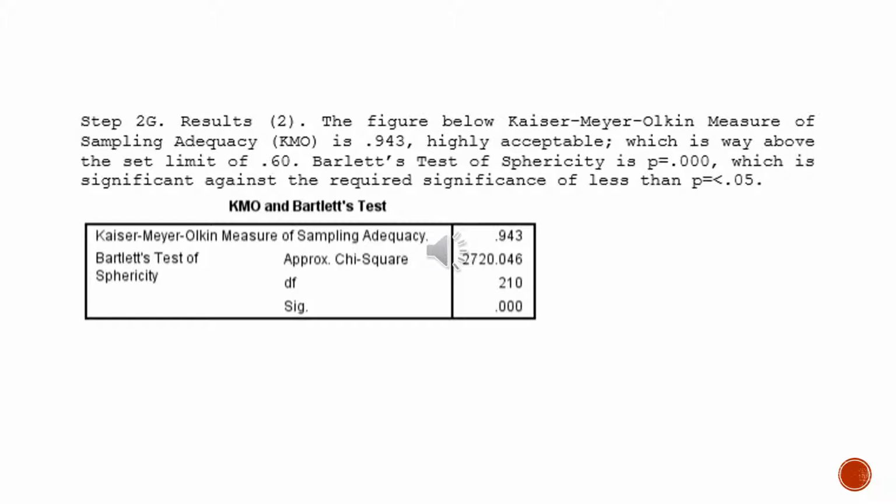This is the example of the Kaiser-Meyer-Olkin result. It's 0.943, which is highly acceptable. This is way above the limit of 0.60. When you look at the Bartlett's test of sphericity, it's also at 0.000, which is significant against the required significance of less than 0.05.